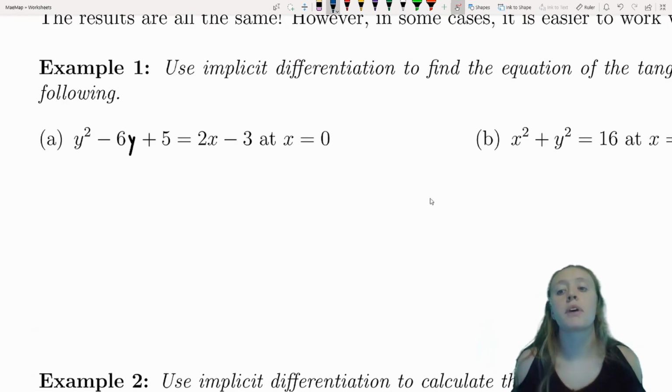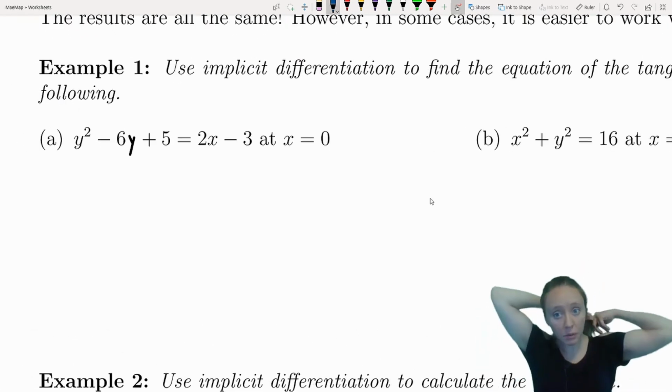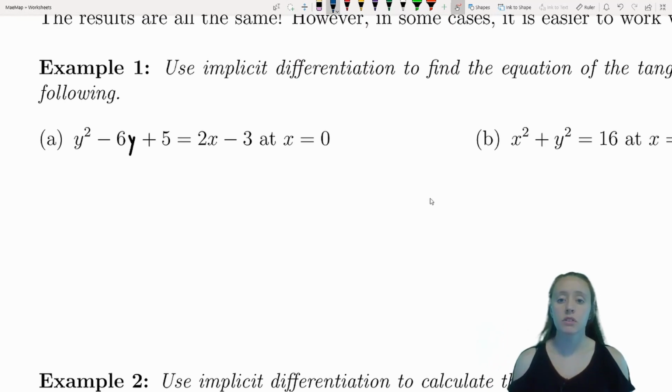Let's look at example A. So looking at example A, we have y squared minus 6y plus 5 equals 2x minus 3. Now, if I were to try to solve this and make it an explicit formula, it'd be rather difficult, especially since I have y to a power of 2 and then y to a power of 1. So implicit differentiation is going to be the way to go with this problem.